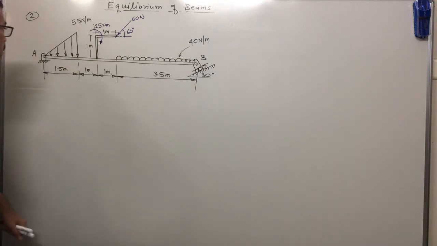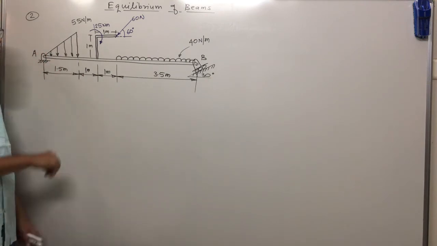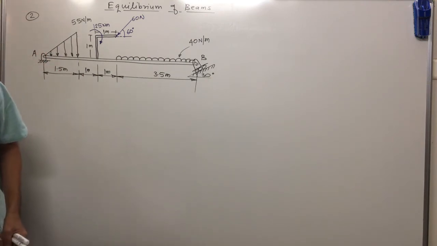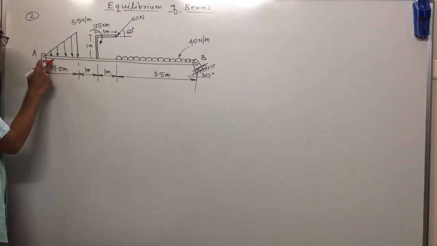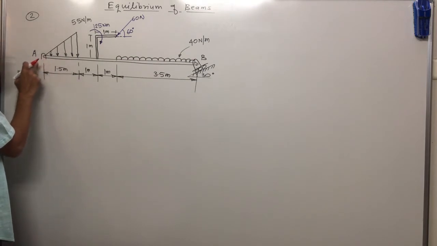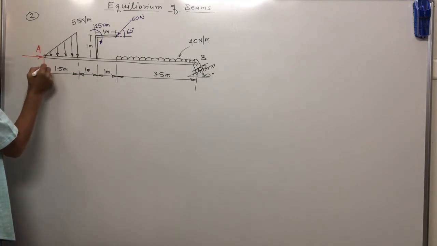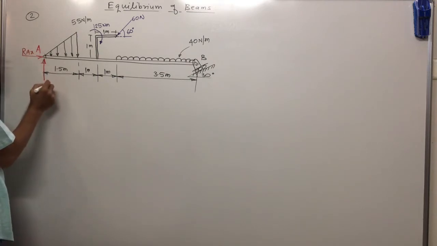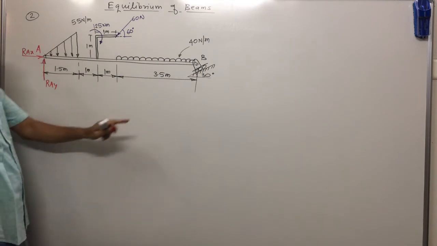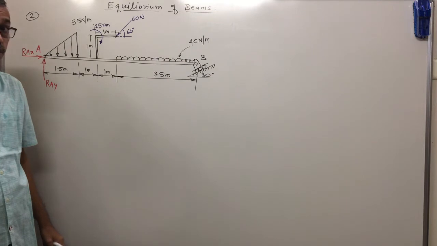Ready? First, what will we represent? Support reactions. This is a hinge support. When a hinge support is given, what will we get? Two components of reaction, horizontal and vertical. When we start solving the problem, we will not represent the support, we will represent the support reaction. So here we get a horizontal component and a vertical component. This is RAX, and this one is RAY.